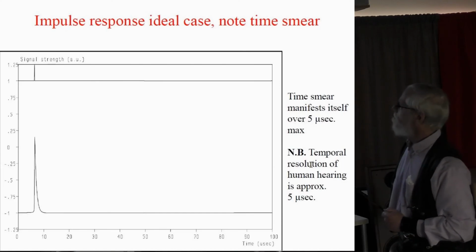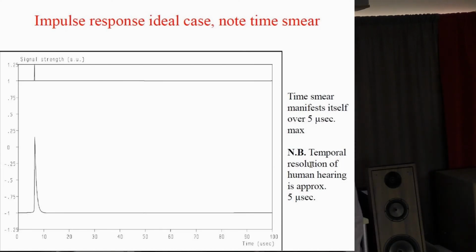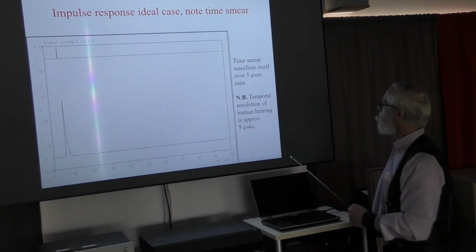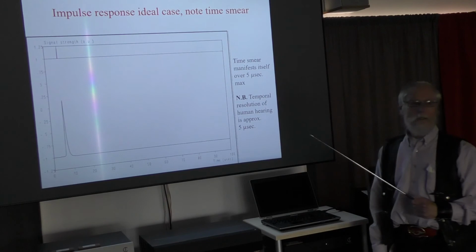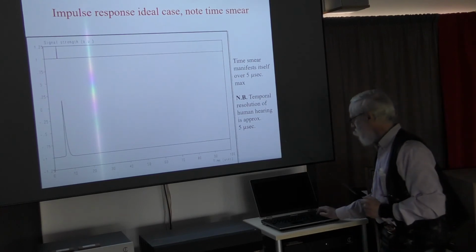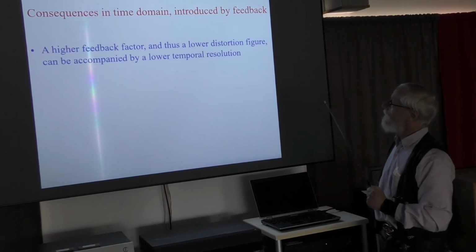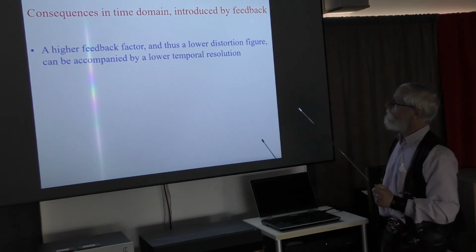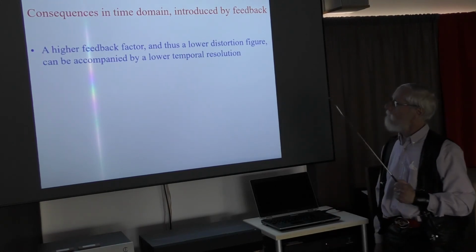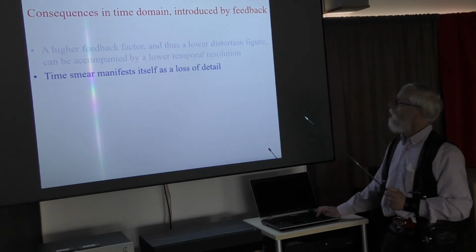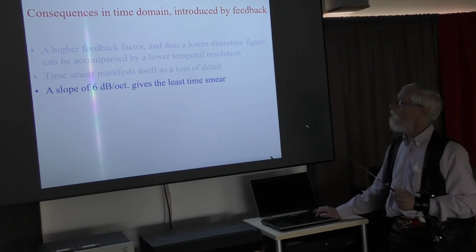If I use a first order filter, the impulse response would look something like this, which is about 5 microseconds, which is in the same order of magnitude as the temporal resolution of human hearing. So the higher feedback factor, as a lower distortion figure, can be accompanied by a lower temporal resolution. And time smear manifests itself as a loss of detail.